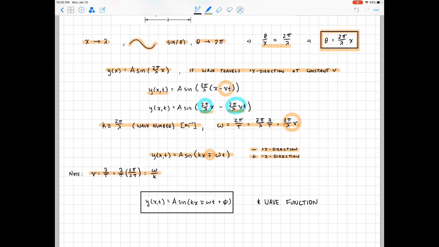The last thing that we can do is introduce an arbitrary phase angle, that's this plus phi term. We can introduce that to have the most general form of our function, which we're referring to as our wave function. So this is our mathematical representation, the most generic representation for the mechanical waves that we've been discussing.